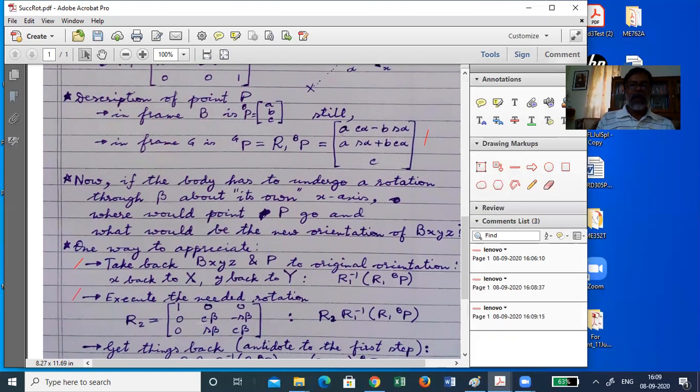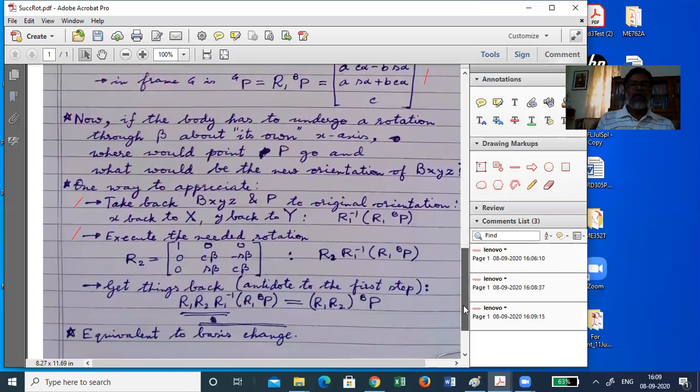This, and that will be standard multiplication with R2, right? And then the antidote to this step, okay, here. Get things back through multiplication with R1.